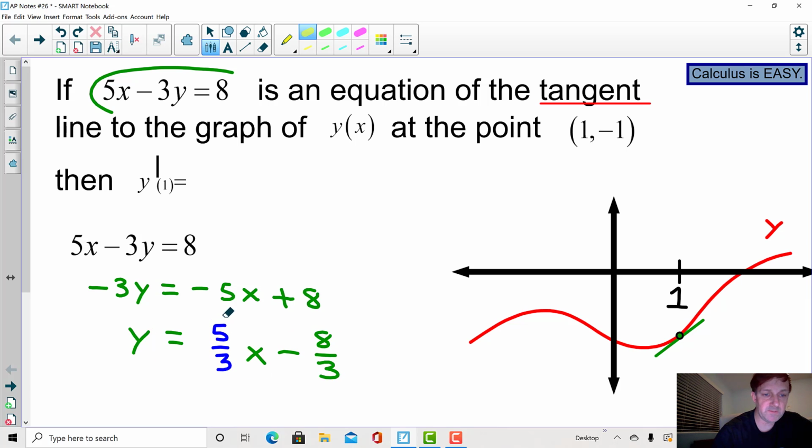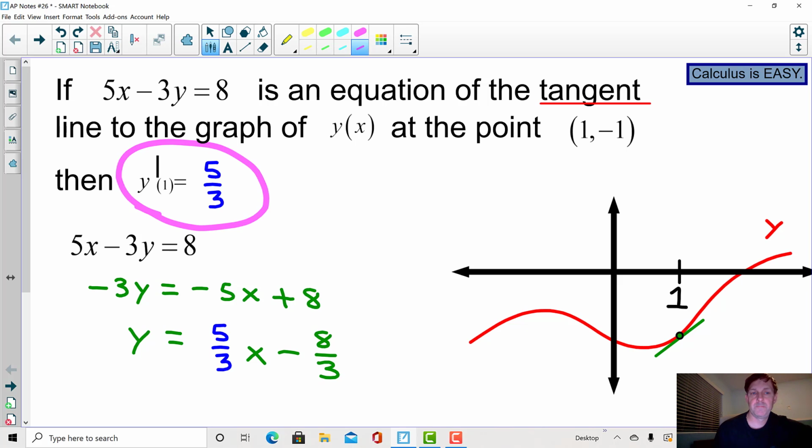Now that's important because this slope right here is the slope of the tangent line when x is 1. Remember, the slope of the tangent line when x is 1 is going to be the same as the slope of the curve when x is 1. So they're both going to equal 5/3. Okay, final answer here is going to be 5/3.